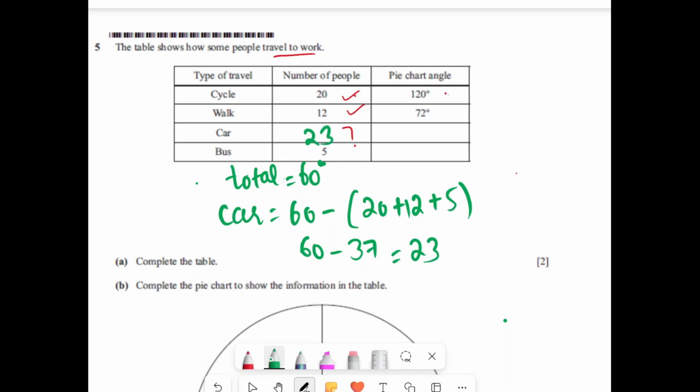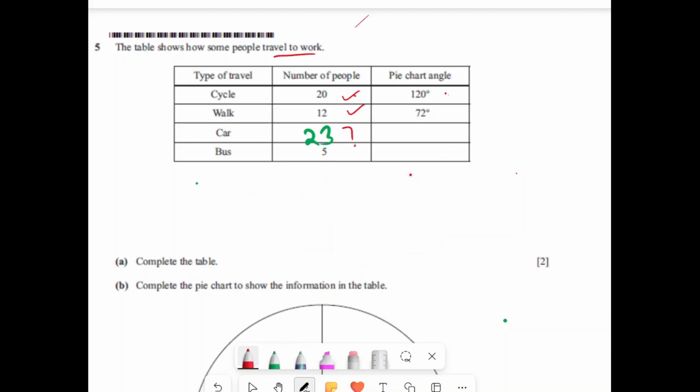So there are 23 people who travel by car. Now we have to calculate the pie chart angle for car and for bus. And for car, let me tell you how we will calculate it. For the pie chart angle, 23 out of 60 travel by car. Multiply it by 360 degrees, and upon simplification, it will give you 138 degrees. So you will write 138 degrees.